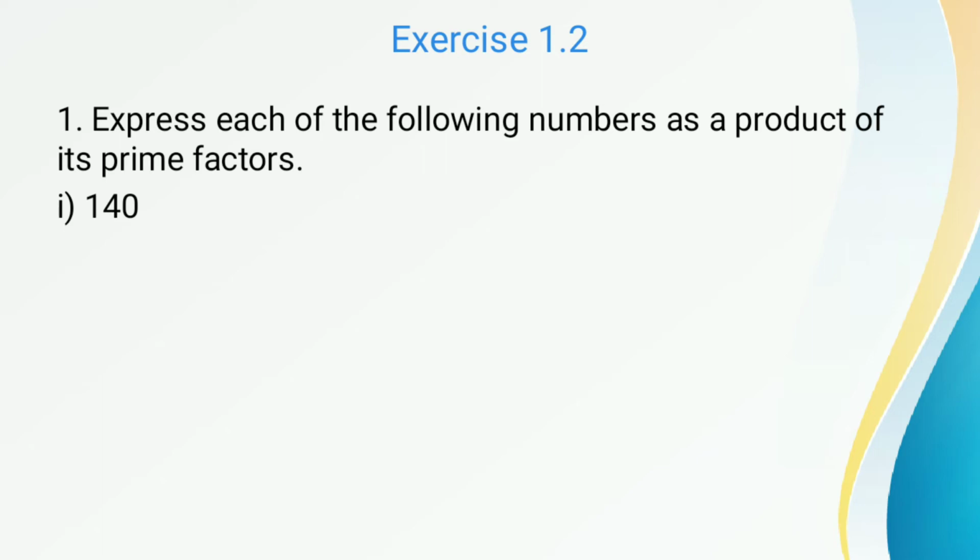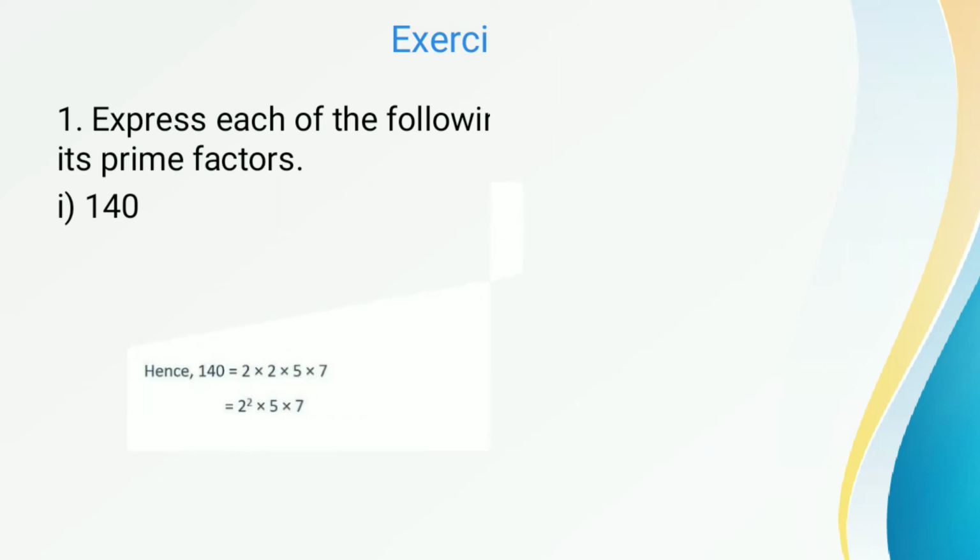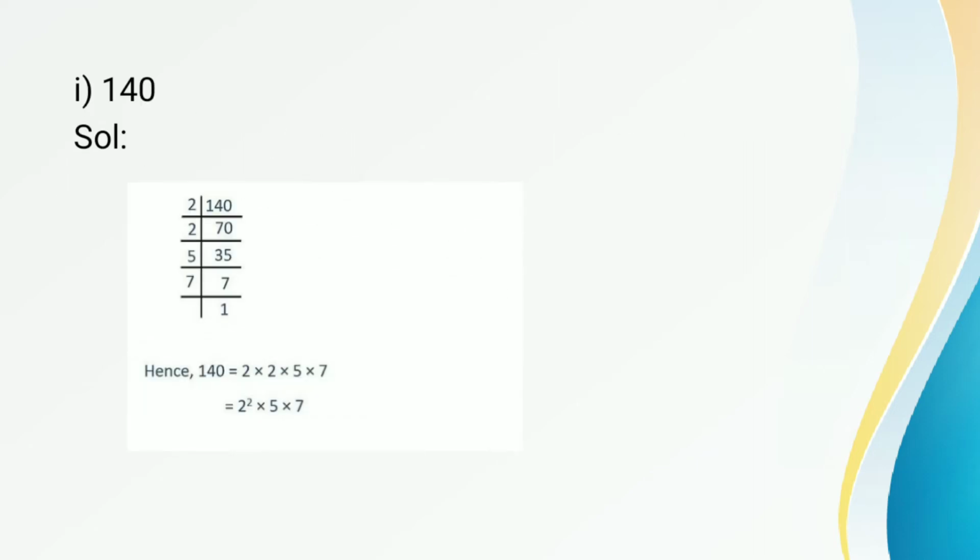Exercise 1. For the first problem, express each of the following numbers as a product of its prime factors. The first question is 140. Now we will see how we are solving the problem. 140 is written as 2 into 70, 2 into 35 is 70, 5 into 7 is 35, 7 into 1 is 7. So the factors of 140 are 2 into 2 into 5 into 7. We can write it as 2 square into 5 into 7.